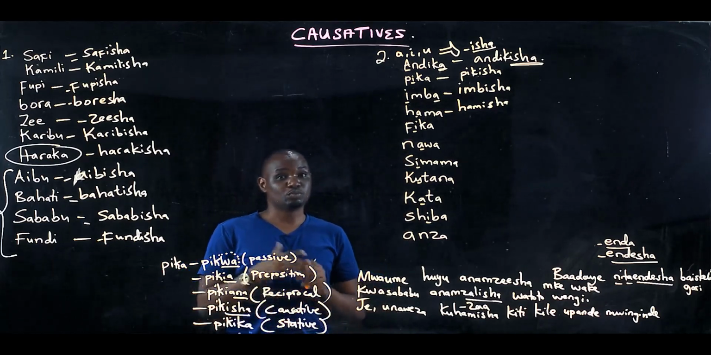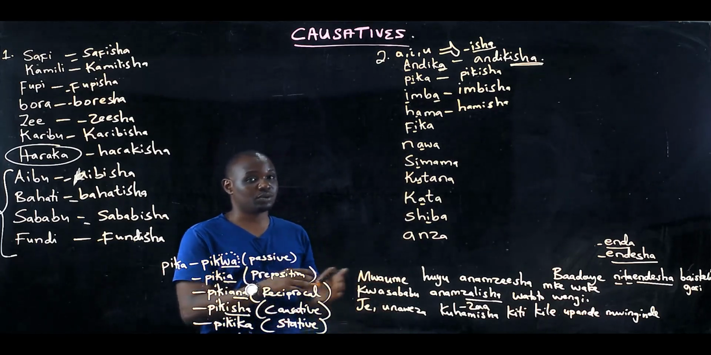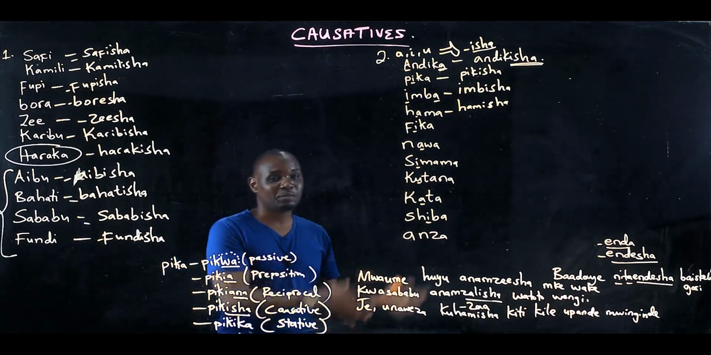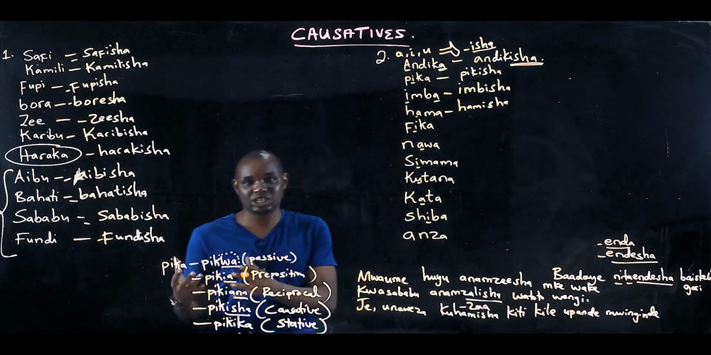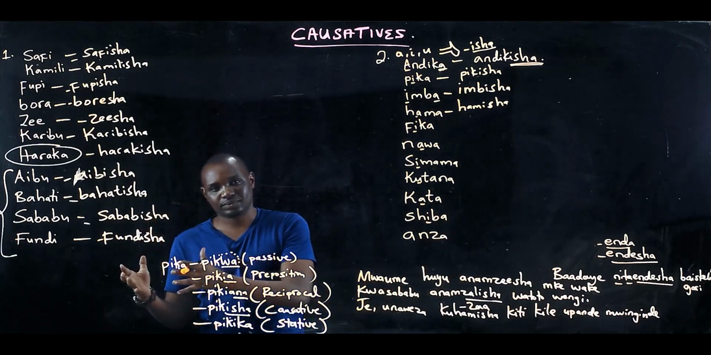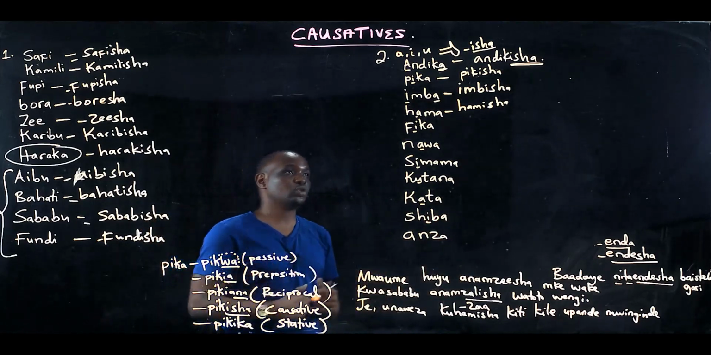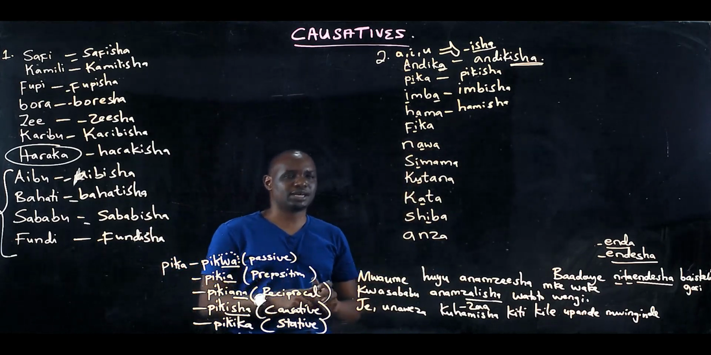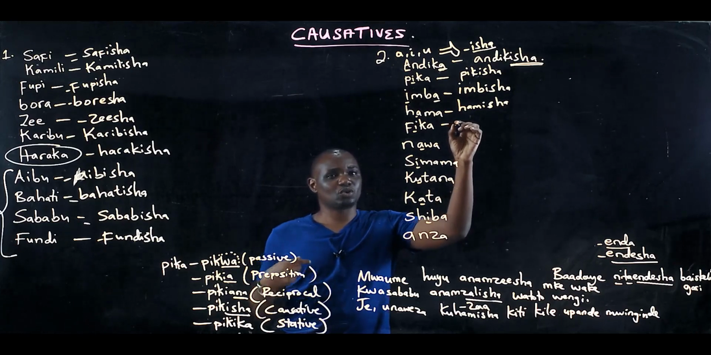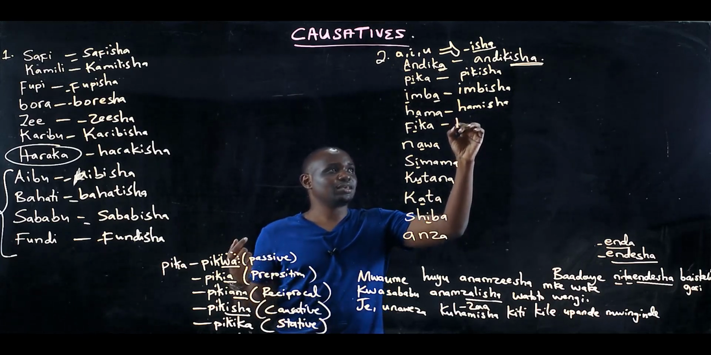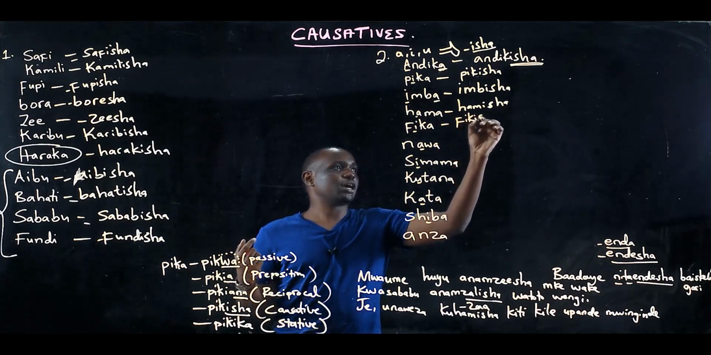Hamisha is to move something, or to move someone. You say, my boss moved me from this place to the other place. Alinihamisha hapa na kwenda kule. Fika is to arrive. So to make you arrive, we say fikisha.